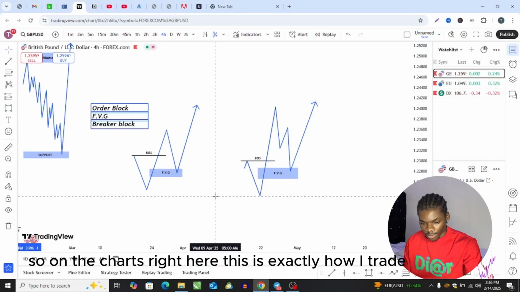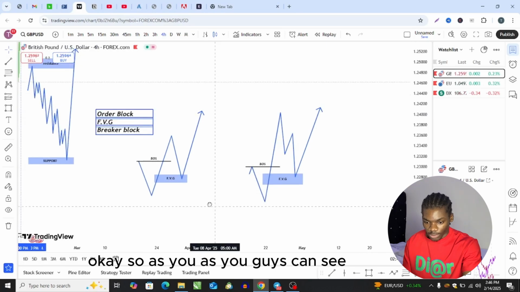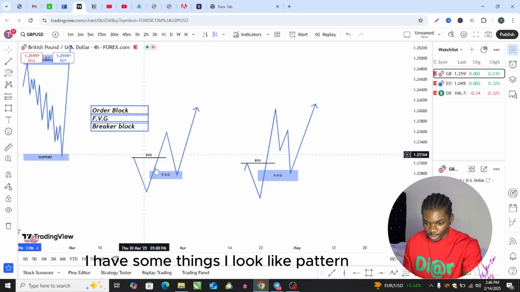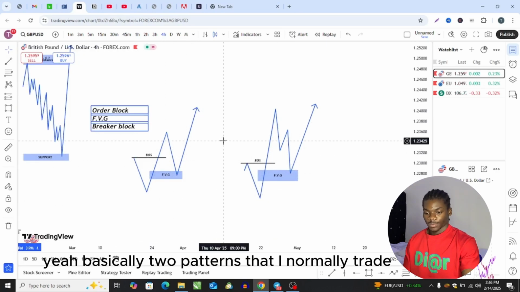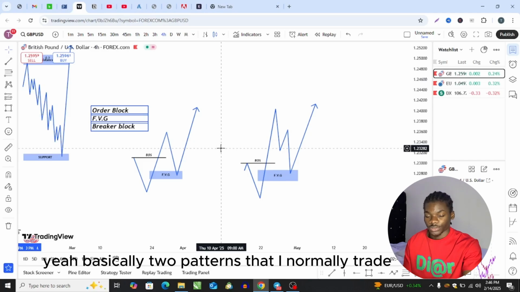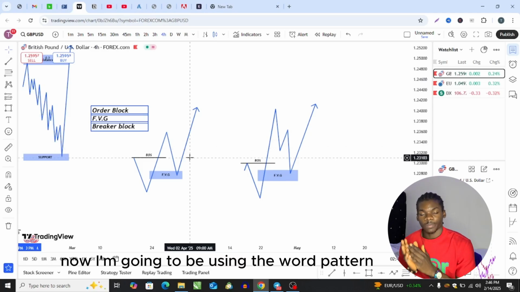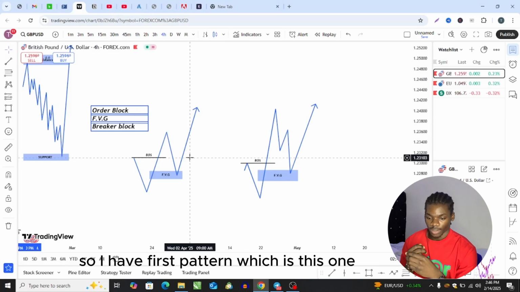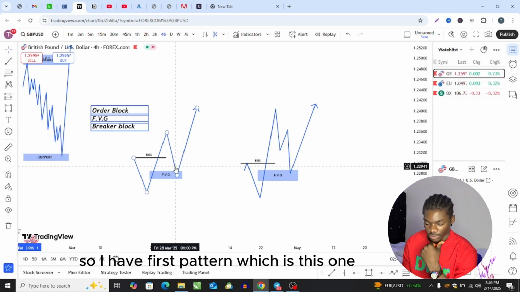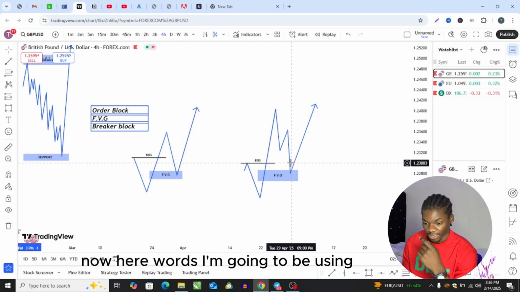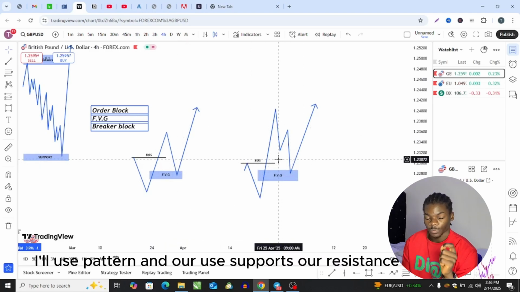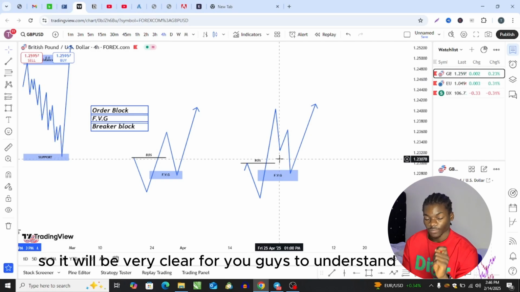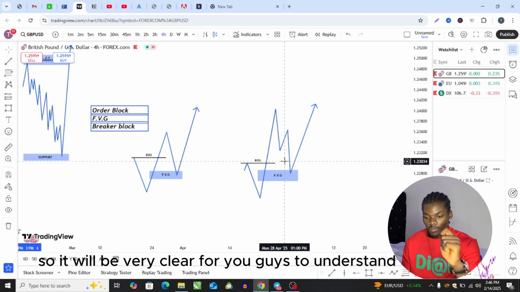So on the chart right here, this is exactly how I trade. Okay, so as you guys can see, I have some things that look like patterns. Basically two patterns that I normally trade. Now I'm going to be using the word pattern to make it simple for you guys to understand. So I have first pattern, which is this one, and I have second pattern. Now here are words I'm going to be using. I'll use pattern and I'll use support and resistance, so it will be very clear for you guys to understand.